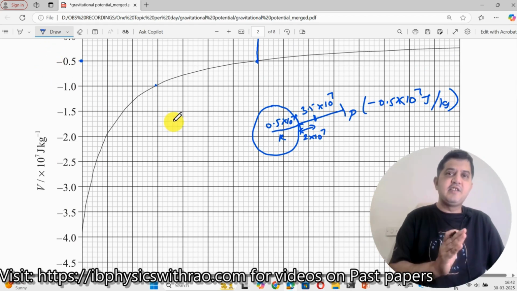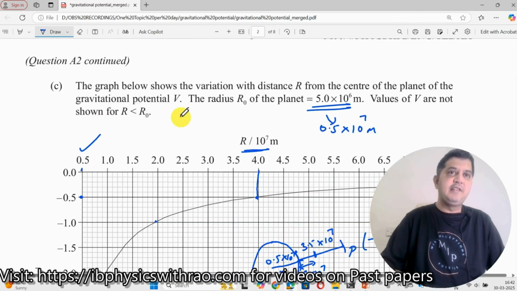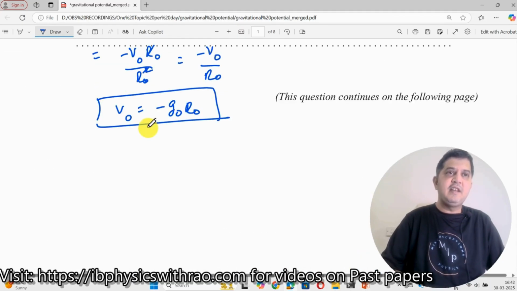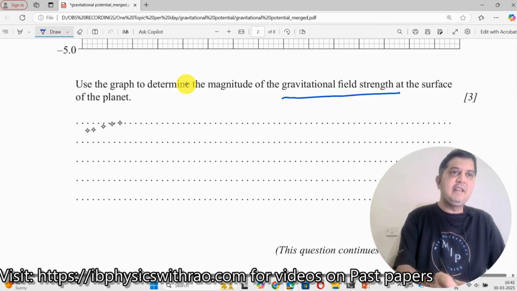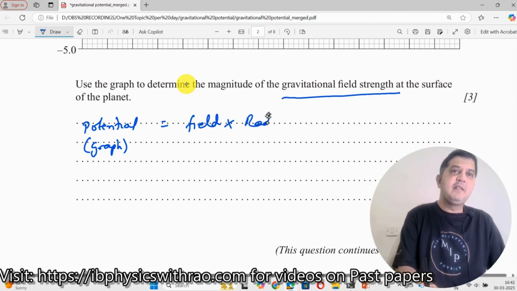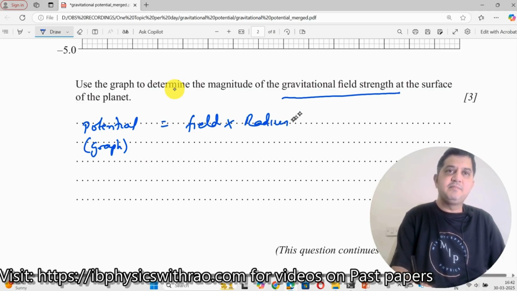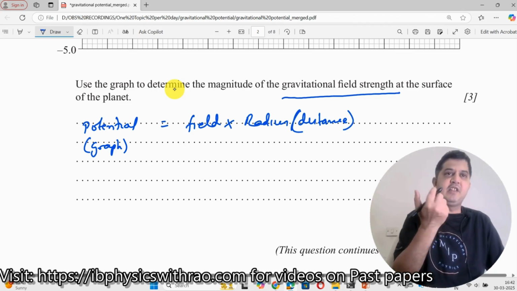So what is the relationship connecting potential and field? We have already seen it here: potential is equal to field multiplied by the radius, right? So let me write it down once again. I will write potential, which you get from the graph, is equal to field multiplied by distance. Incidentally, the distance is nothing but the radius of the sphere over there.